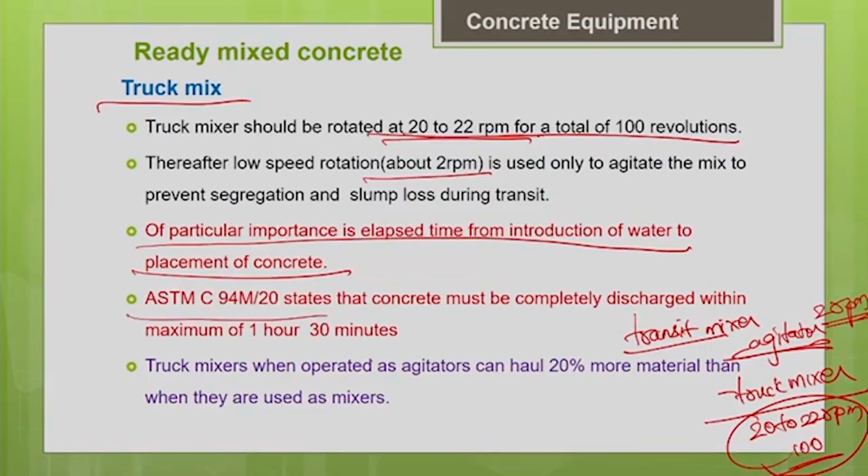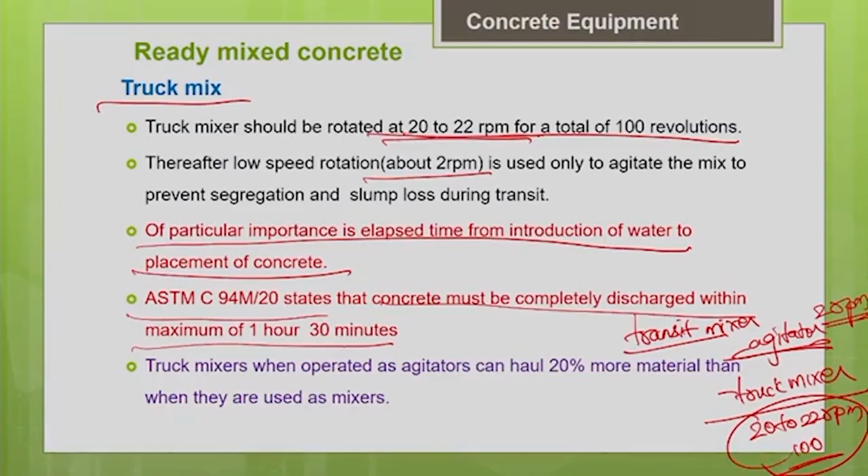Okay. So that is why we have to deliver the concrete within the stipulated time as given by the codal guidelines. Okay. So according to the ASTM guidelines, it states that concrete must be completely discharged within a maximum of 1 hour 30 minutes. Within 1 hour 30 minutes, you have to completely discharge the concrete. So your time is counted from the moment you add the water to the concrete making materials. Okay. So till the placement time. If the transit time is going to be extended beyond this, then the concrete quality will be poor. You have to reject the concrete.